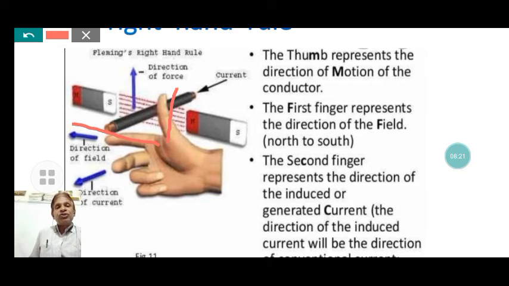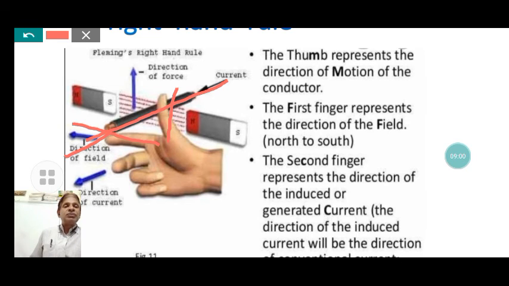Due to the motion of the conductor inside the magnetic field, induced EMF is produced, and the induced current is produced in the direction of the middle finger. That is given in Fleming's right hand rule. We can use the rule to find the direction of induced current when the coil is moving in the magnetic field. The direction of induced current is determined by Fleming's right hand rule.